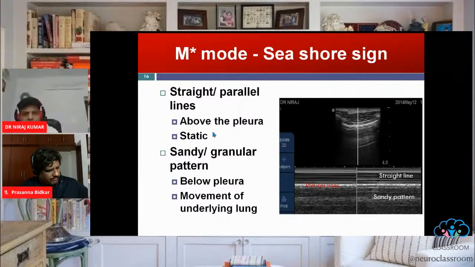So straight or parallel lines above the pleura, because of the static structure of the skin, subcutaneous tissue or pectoralis major and minor, and the sandy or granular appearance below the pleura because of the movement of the underlying lung. So it gives an appearance of the seashore sign, as if you are standing in front of the seashore.